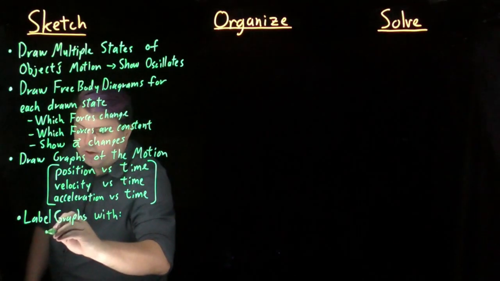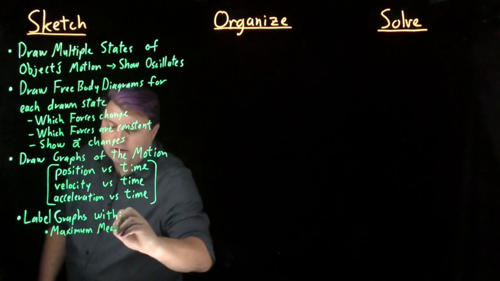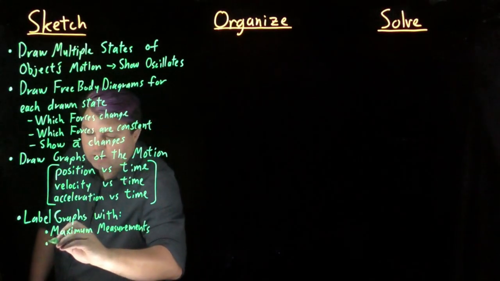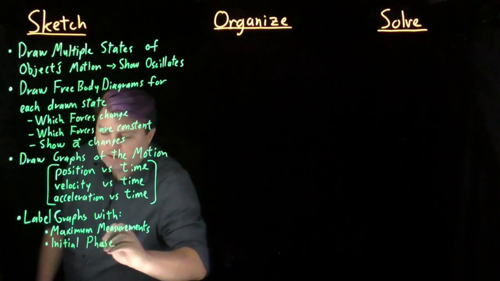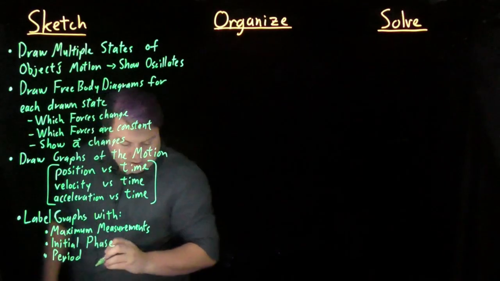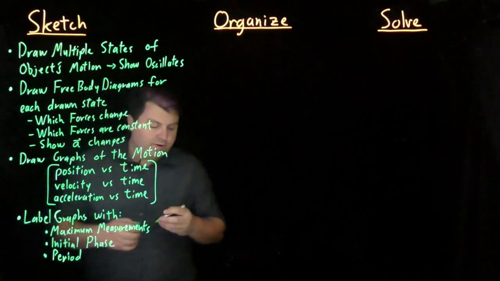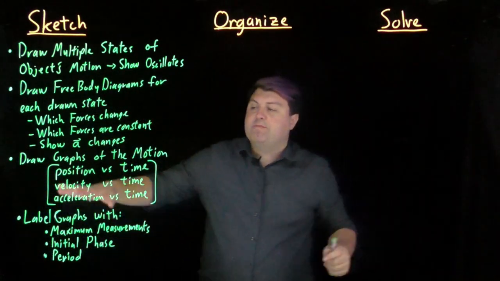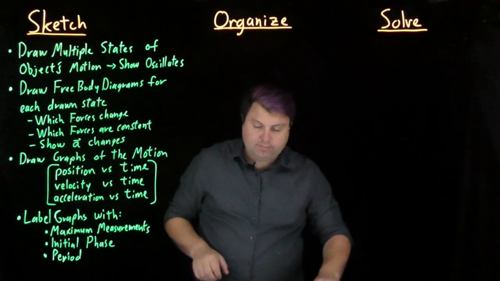So we want maximum positions or maximum measurements, initial phase, period. Whatever we're given, whatever we know, any sort of other things, we might have to do this back at the solve step, but we want all of these as much as we can when we start.